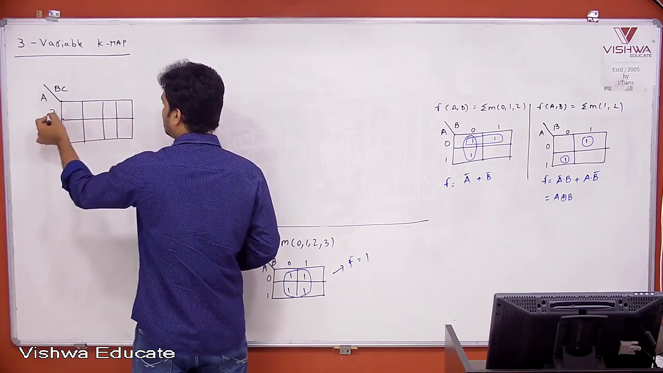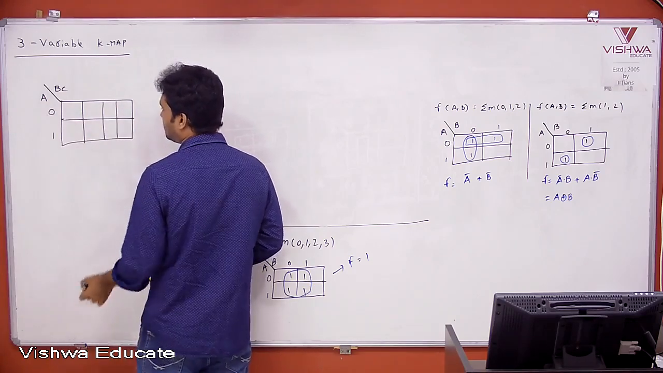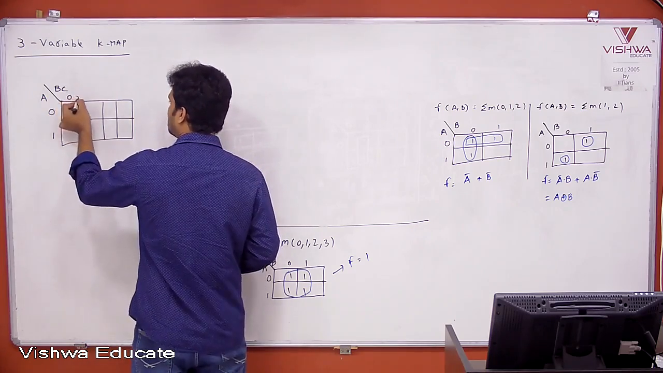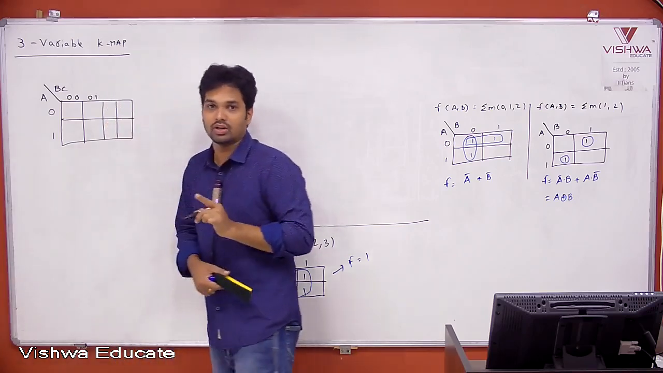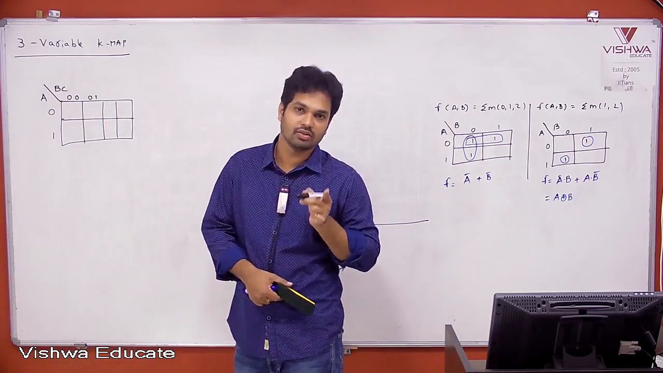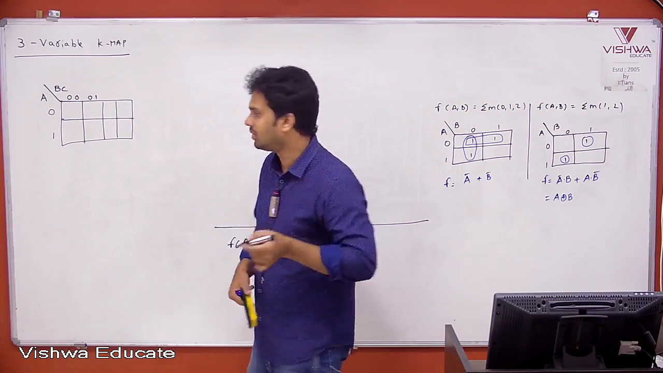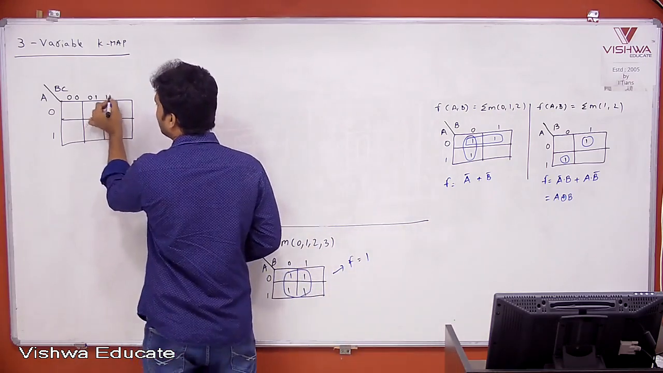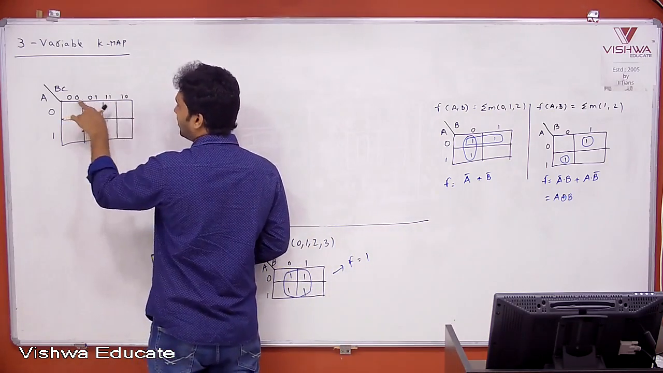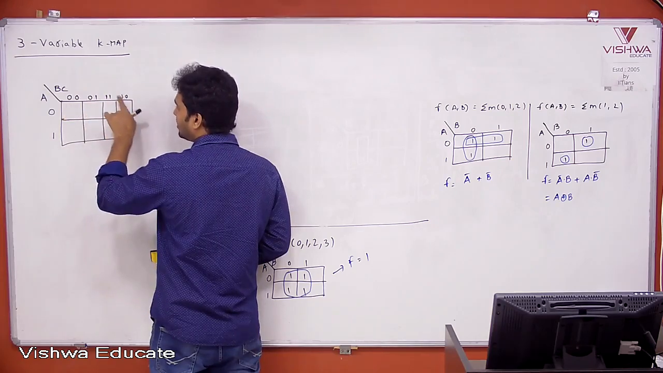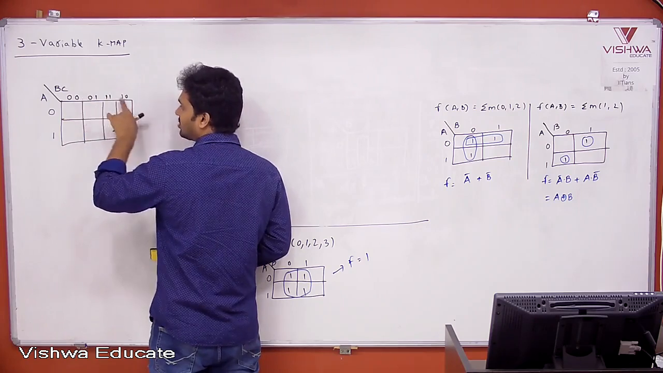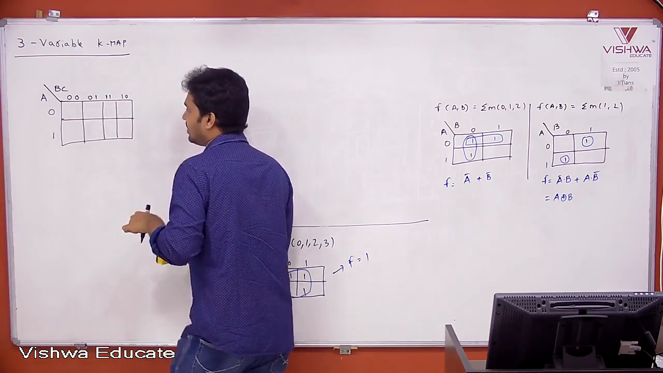Eight possibilities. A is 0 or 1. What about BC? 0 0, 0 1. Please understand here, I told you, we don't take the 1 0, 1 1 format. We take the format of 1 1, 1 0 because of the adjacency property. Is it clear now why this column or row is taken as 0 0, 0 1, 1 1, 1 0, not 1 1, 0 1, 1 0? Because of the adjacency property we discussed earlier.